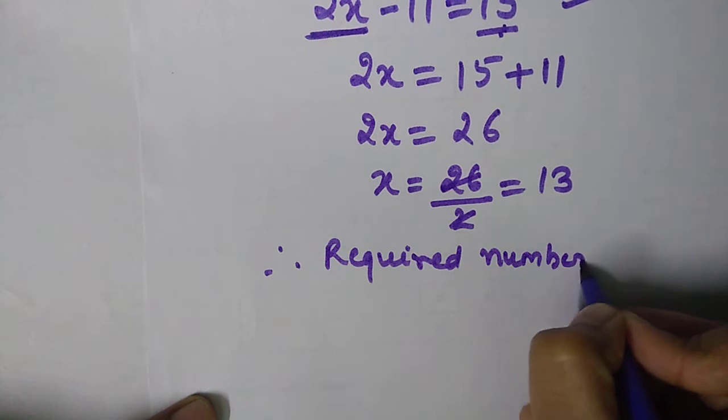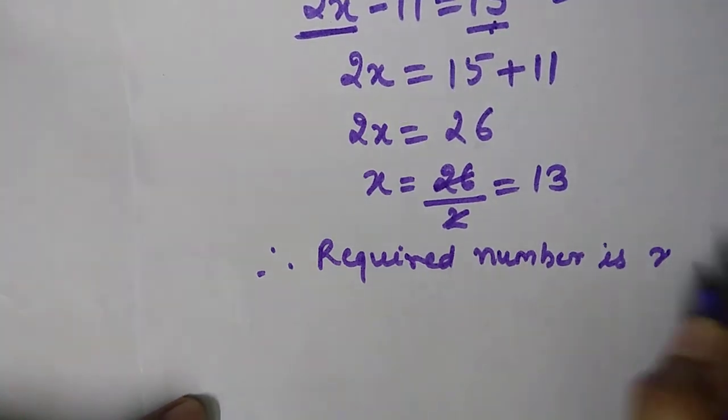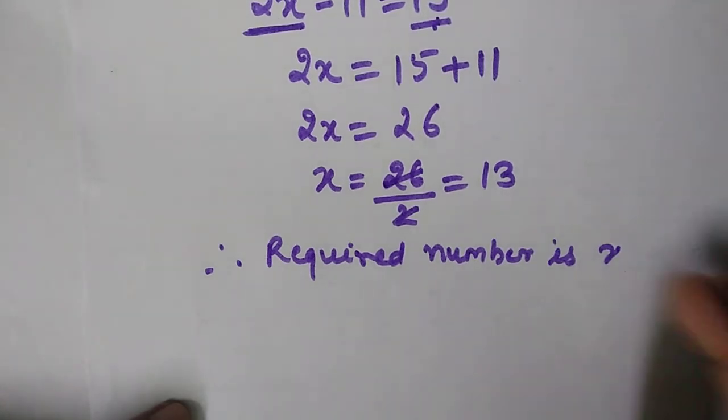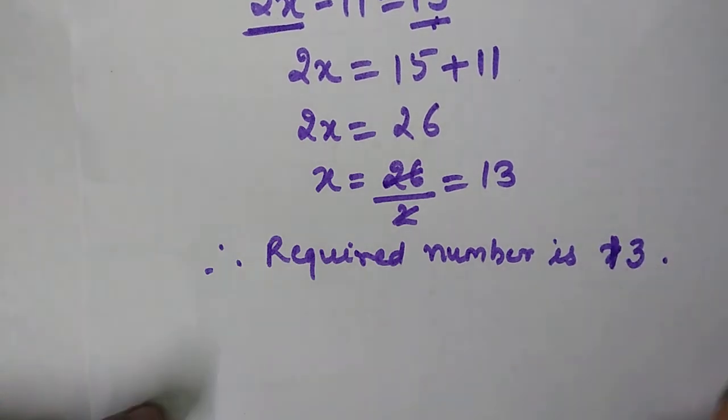So in this way you need to first set up the equation and then find the value of the unknown number. So the required number is 13. So this is part D.